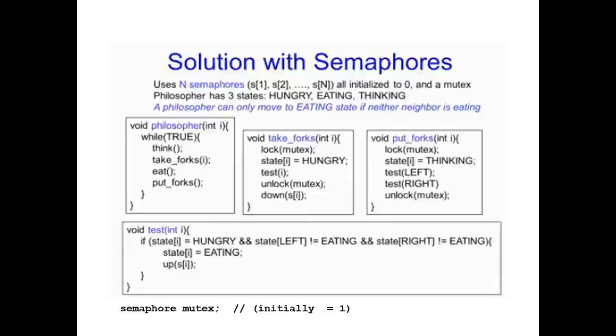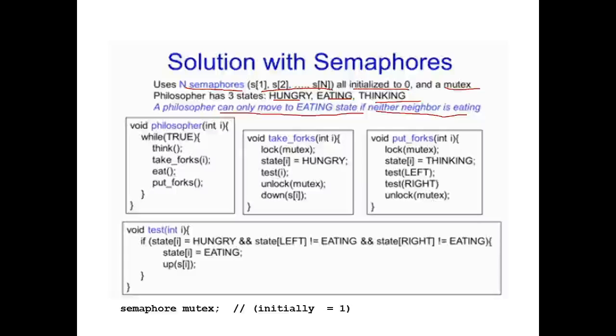The solution with semaphore uses n semaphores, and those are in an array. Semaphore values are taken in an array for 5 philosophers and all are initialized to 0, and we also take the mutex variable for locking and unlocking, and 3 states of philosophers: hungry, eating and thinking. To synchronize between the processes, these 3 states are very necessary. The philosopher can only move to eating state if neither neighbor is eating. The philosopher is going to move to eating state when both his neighbors are not eating.